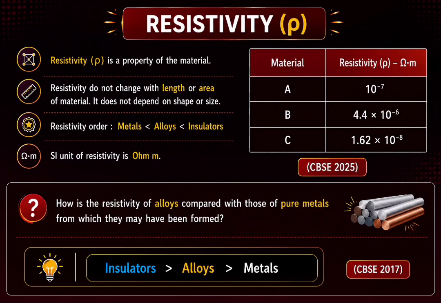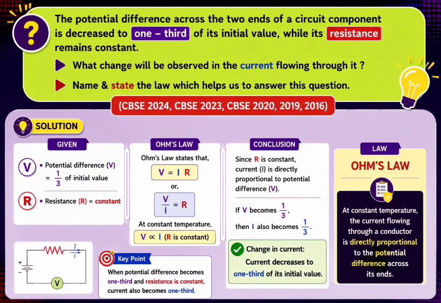This brings us to a prominent question from CBSE 2025 and 2017. How is the resistivity of alloys compared with those of pure metals from which they have been formed? The answer is right in the order bar. The resistivity of an alloy is generally higher than that of all its constituent pure metals. This is precisely why alloys don't oxidize or burn easily at high temperature, making them perfect heating elements.